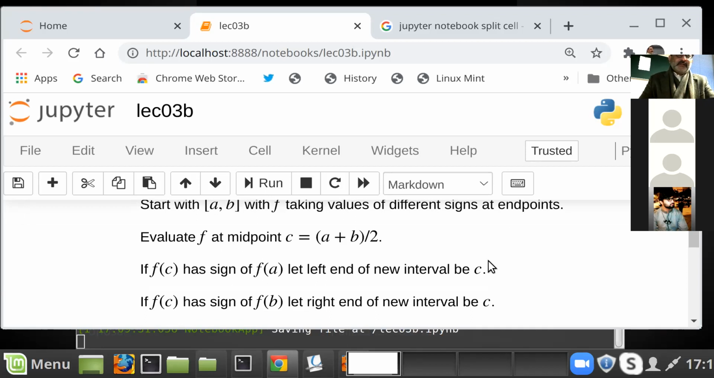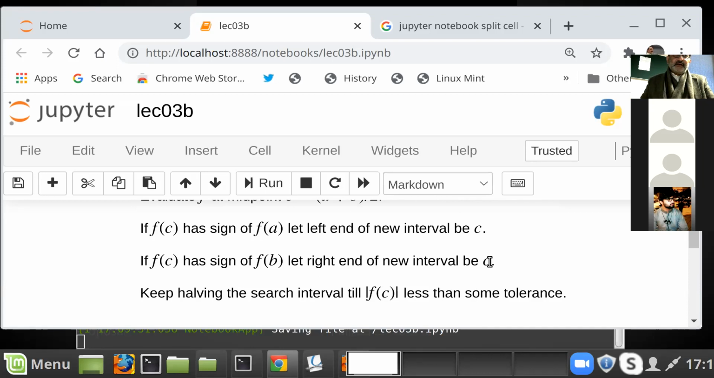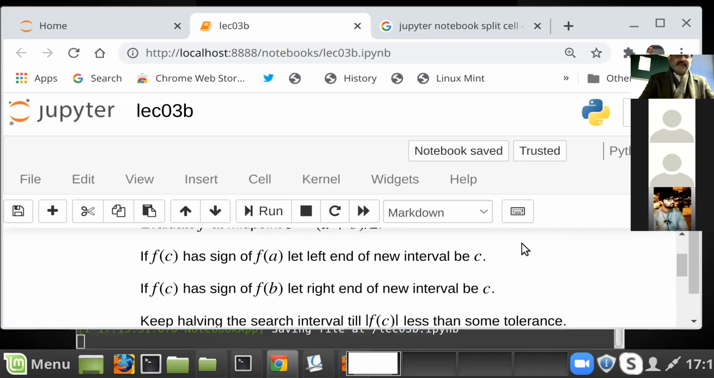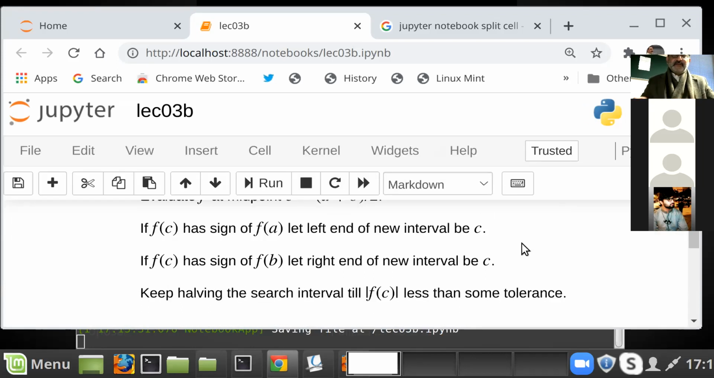So what will happen is that as you iterate through, your intervals are going to decrease in length by a half each time. Okay? So you keep having the search interval a to b until the absolute value of f of c is less than some tolerance.